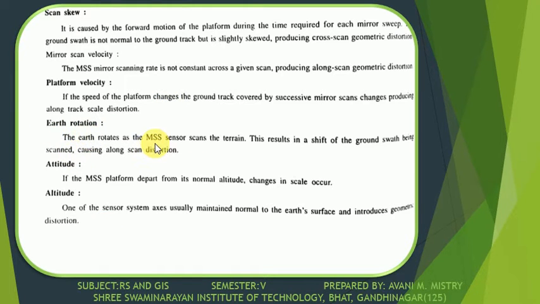Then earth rotation. The earth rotates as the MSS sensor scans the terrain. This results in the shift of the ground swath being scanned and causing along scan distortion. Okay. Then attitude. If the MSS platform departs from its normal attitude, changes in the scale error. Then altitude. One of the sensor system axes is usually maintained normal to the earth surface and introduces the geometric distortion. Okay. Whenever the axis of the sensor system is not normal, it introduces the geometric distortion. Okay, that means attitude or altitude.